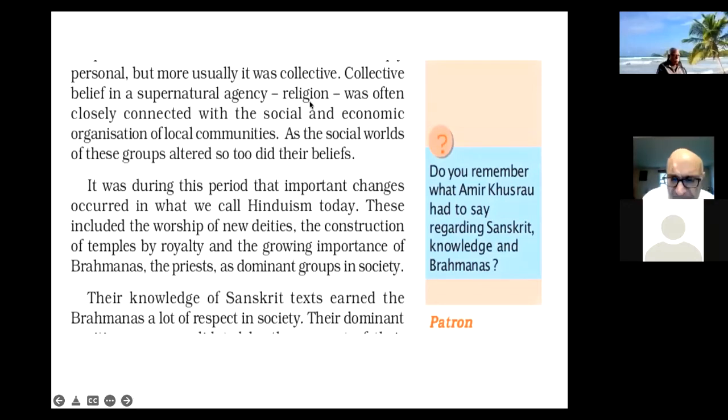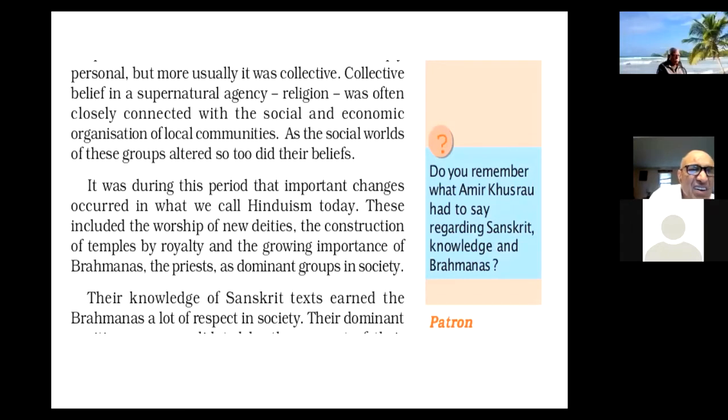This is the next page. Look at the right side column. Do you remember what Amir Khusro had to say regarding Sanskrit, knowledge, and Brahmans? Now, why are they doing this? That will be clear when you look at what they are teaching our students.